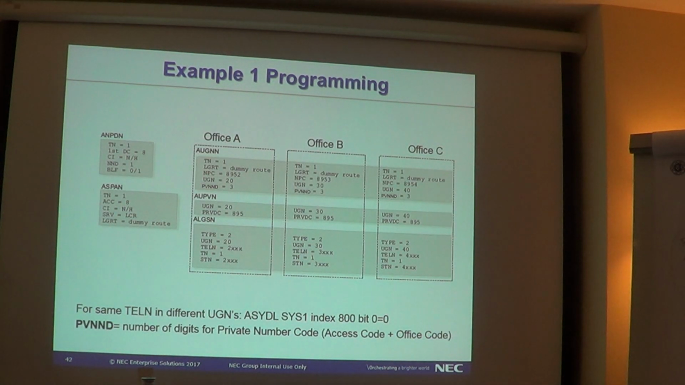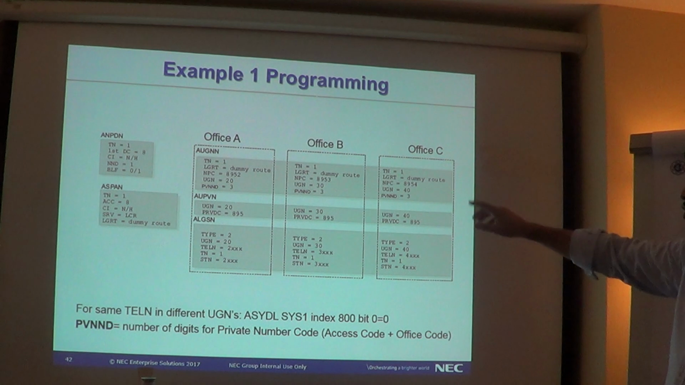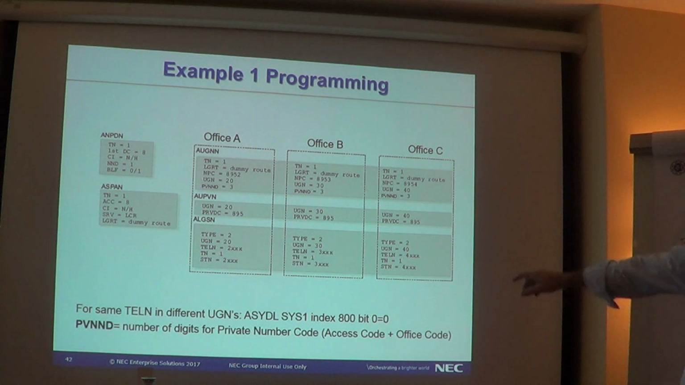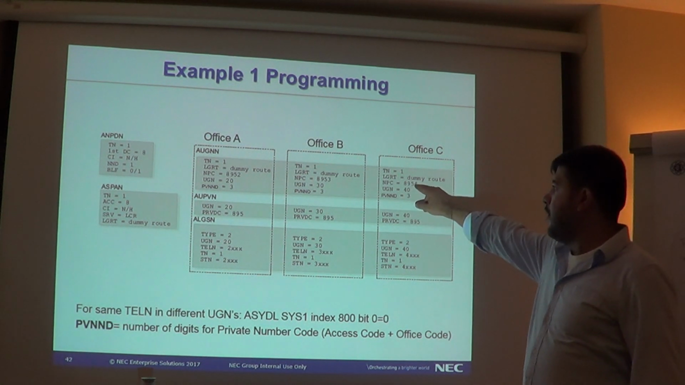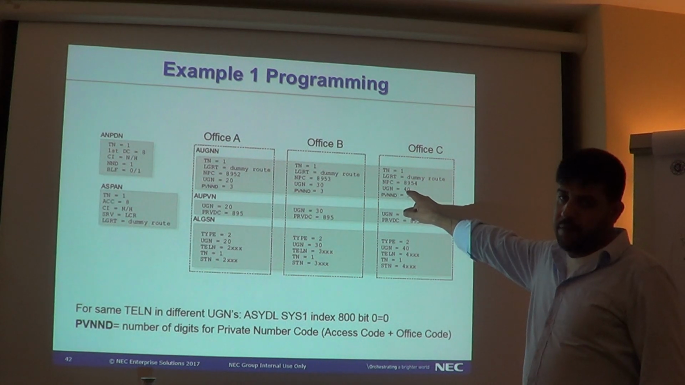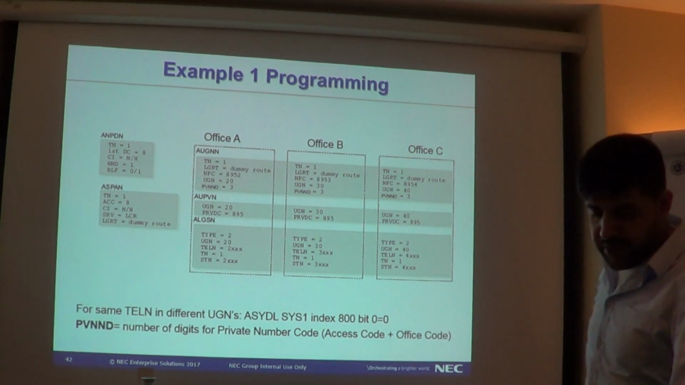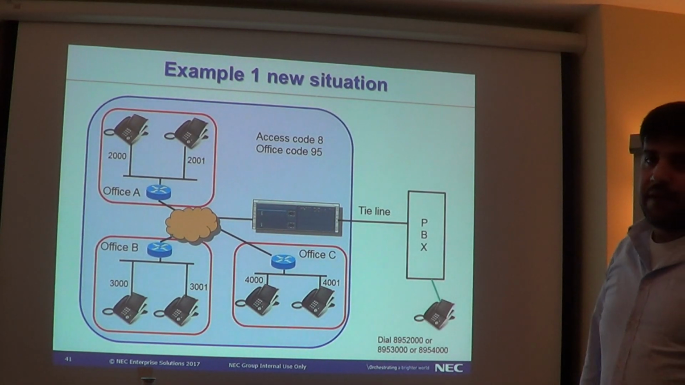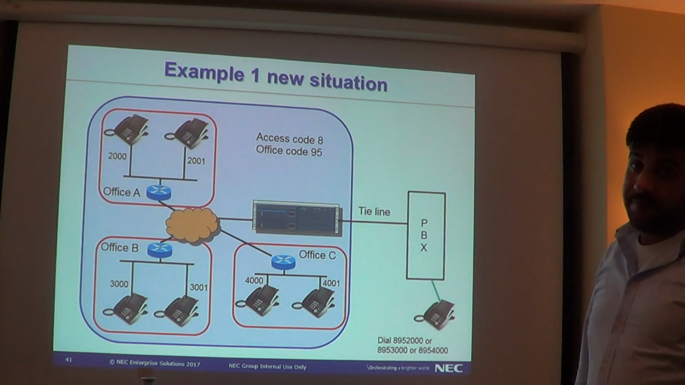In AUGNN, you say that, for example, 8952 is related to user group 20, the first user group, and 8953, the second user group, will be related to user group number 30, and 894 related to user group number 40. That means each and every group of extension will be defined by their own access code.